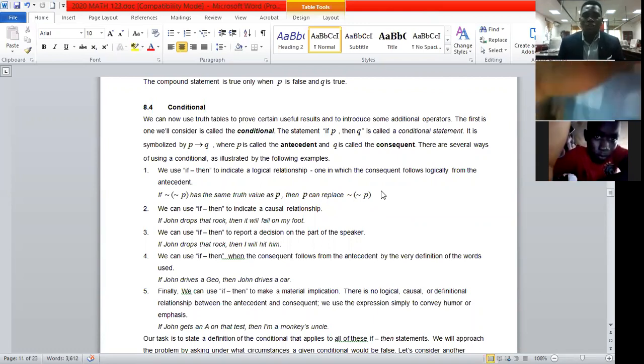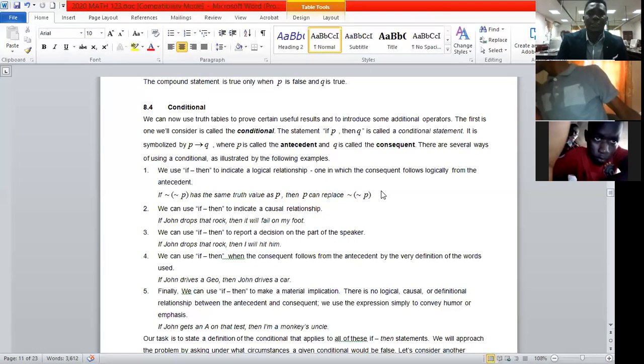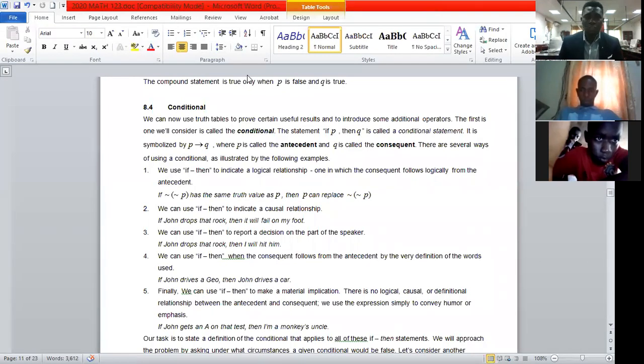We also use if-then to indicate a causal relationship. That is, if John drops that rock, then it will fall on my foot. So that is the condition. If John drops the rock, how do we represent that one? P implies Q. Another way we can represent that conditional is by saying if John drops the rock, then I will hit him.